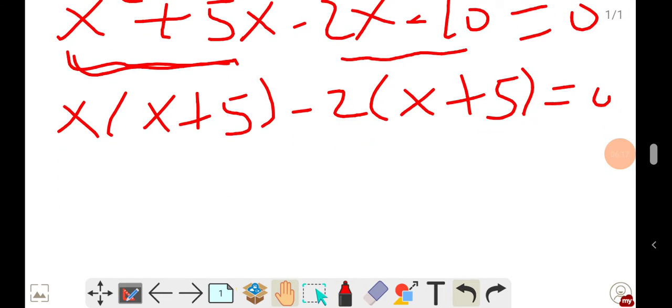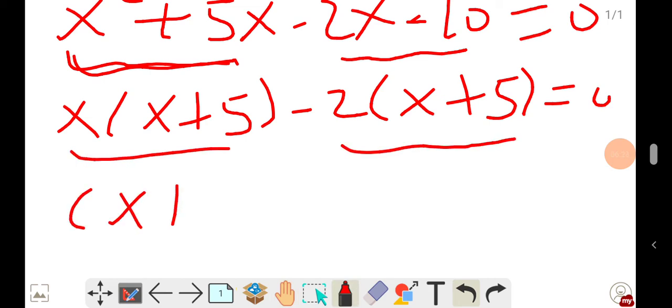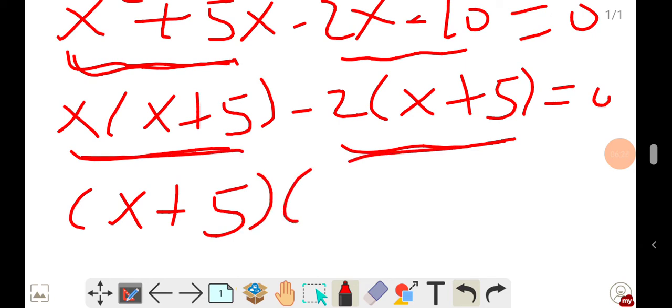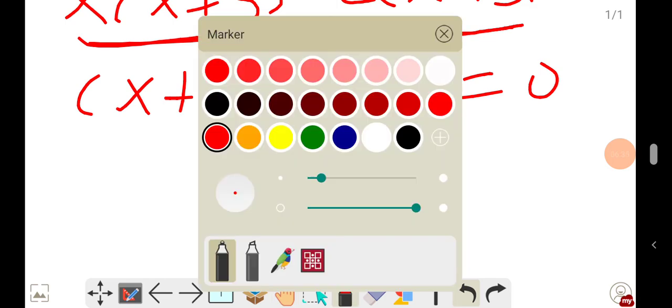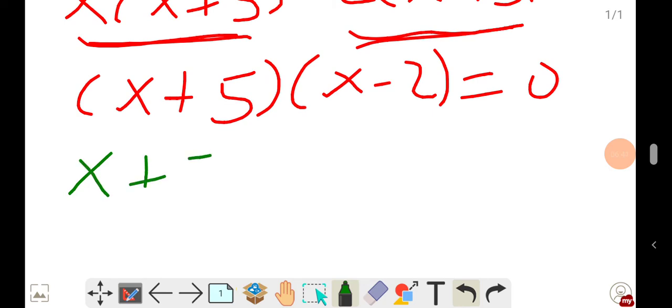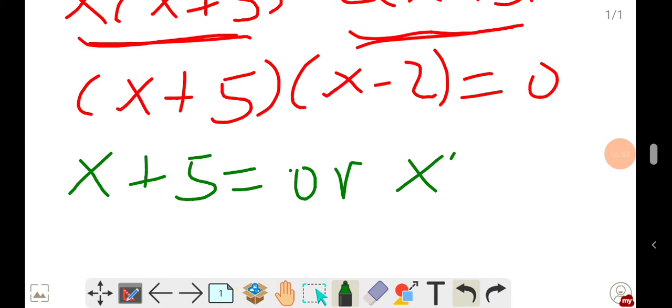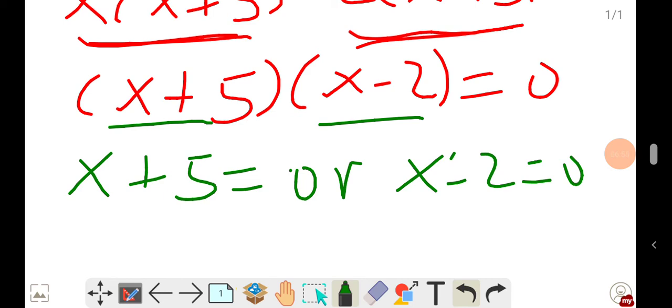Let us continue factorizing. Take out the common again: x plus 5 is common, the bracket is common for both. So what remains here? x minus 2 remains, equal to 0. Then what does this mean? This means x plus 5 is equal to 0, or x minus 2 is equal to 0, because the product of two expressions being 0 means necessarily either of the two has to be 0 mathematically.